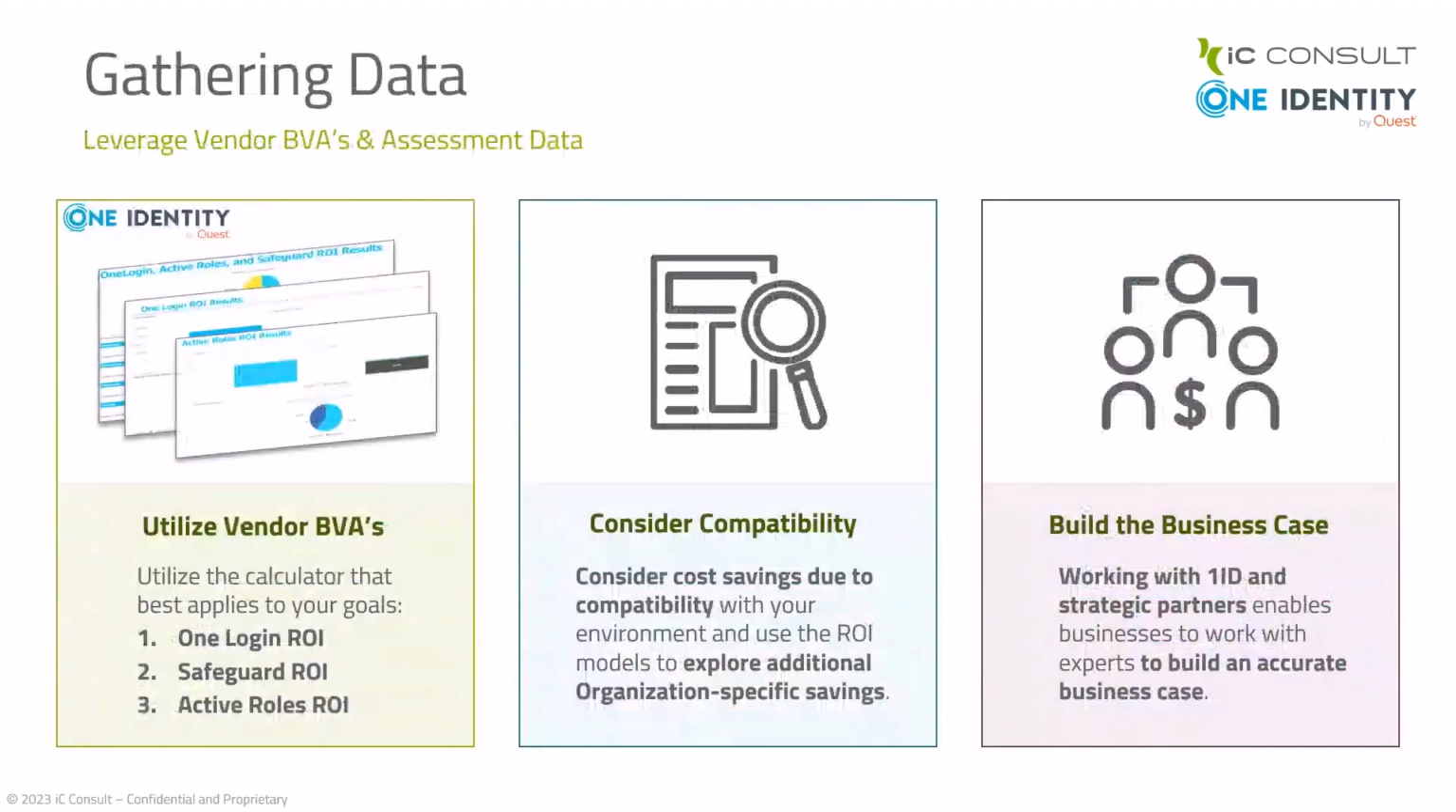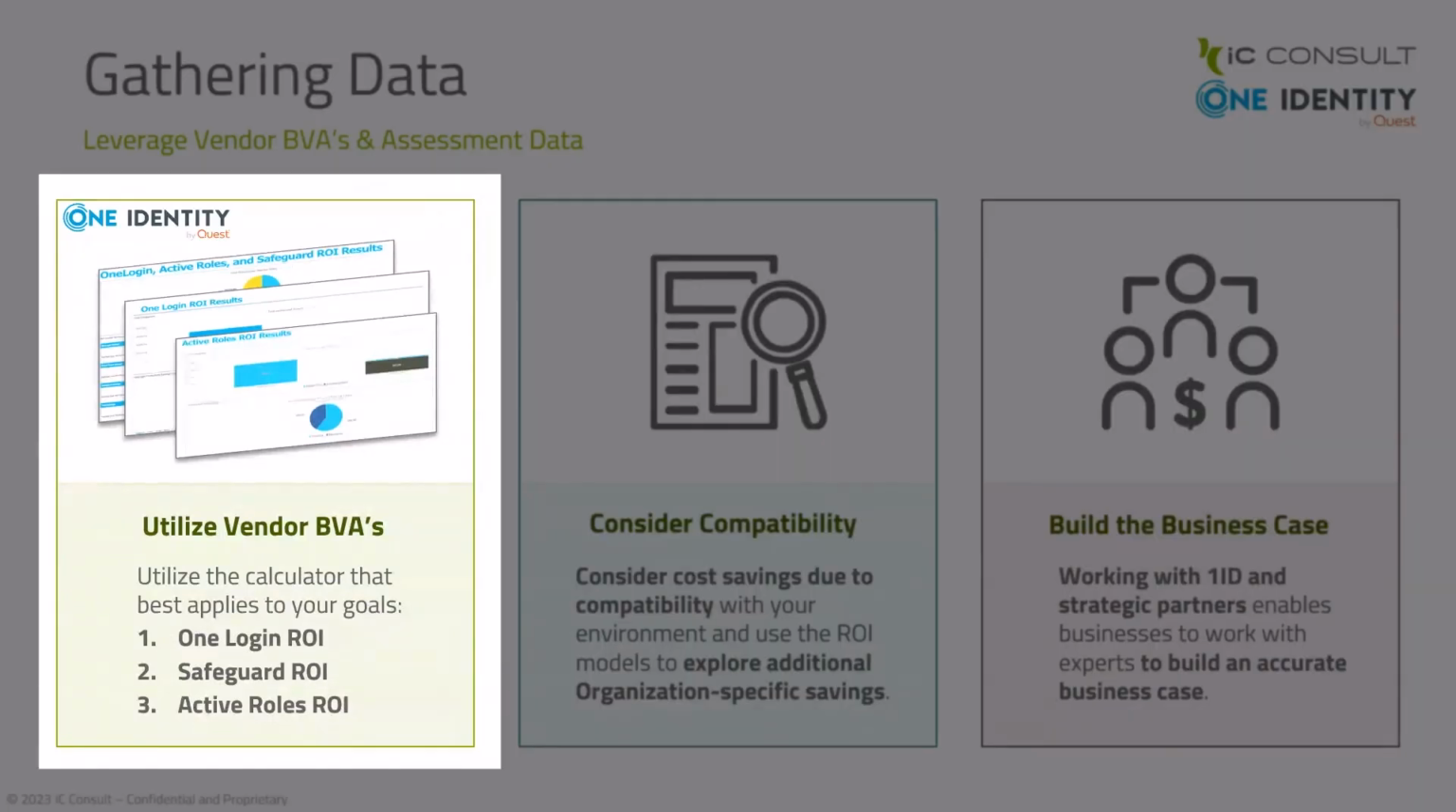And there are a few ways that organizations can leverage vendors, professional services, and other organizations in order to do this more easily. One great example is vendor BVAs, or business value assessments. Most cybersecurity vendors have their own ways of calculating the return on investment that you would get for a particular investment you make. So as an example here, One Identity has an ROI calculator that they use for each of the 3 major PAM, IGA, and access management products that they offer.